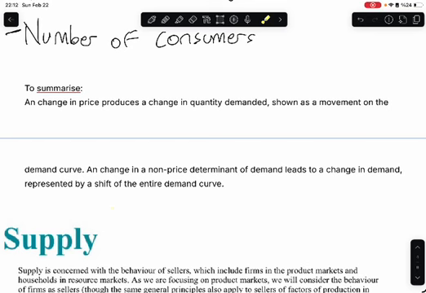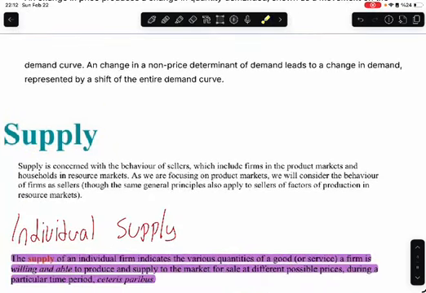So let's move on to supply. Supply is concerned with the behavior of sellers, which include firms in the product markets and households in resource markets. As we are focusing on product markets, we will consider the behavior of firms as sellers, though the same general principles also apply to sellers of factors of production in resource markets.